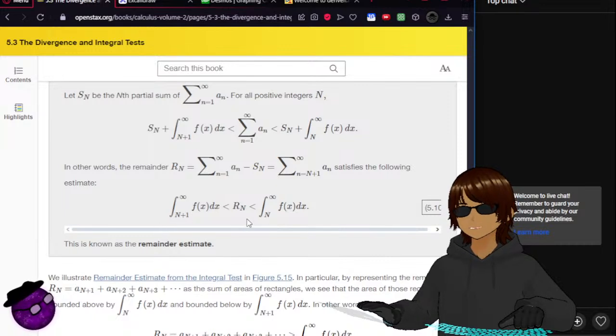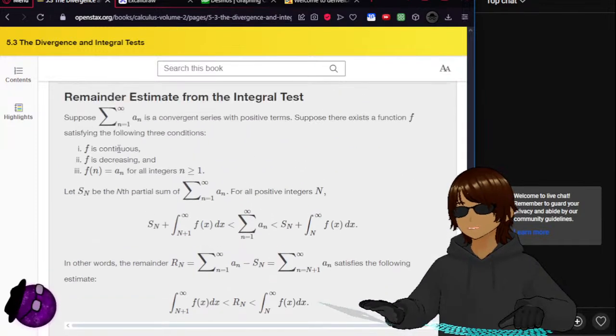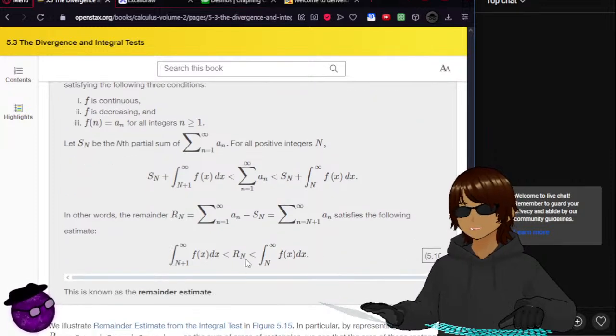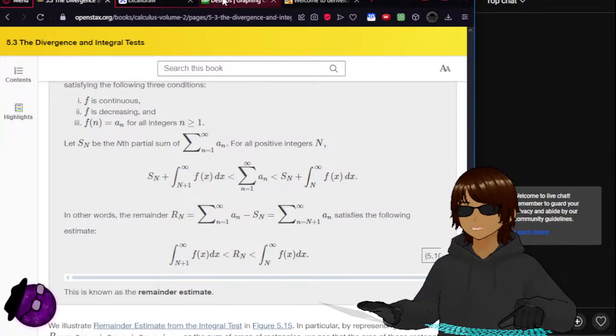Then Rn is this. Rn is what's left of the series, from n plus 1 to infinity. This is known as the remainder estimate. f is continuous, f is decreasing. We are finding the estimate between n plus 1 to infinity and n.